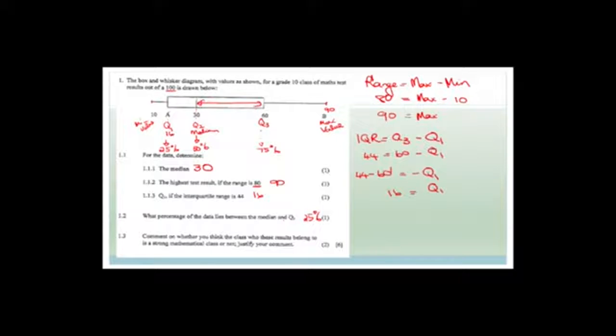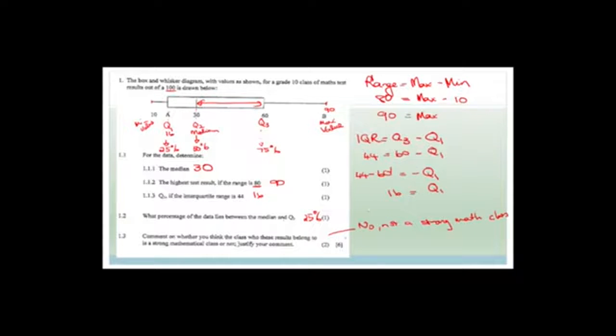Finally, it says comment on whether you think this class, the class whose results these are, is a strong mathematical class or not. Justify your comment. Well, do you agree that these are marks out of 100? These are the test results out of 100. The median is 30. Although there are slightly more results between 30 and 60 than there are between 30 and 16, can you see that most of the data lies between 16 and 60? So I would say no, they are not a strong math class.